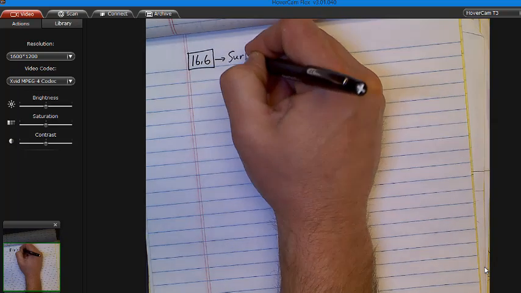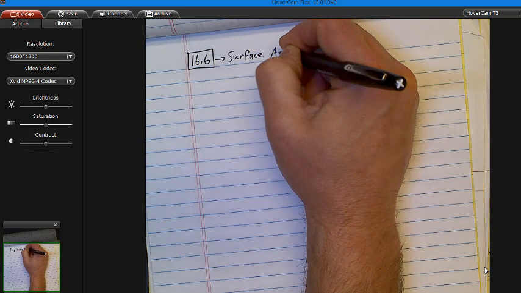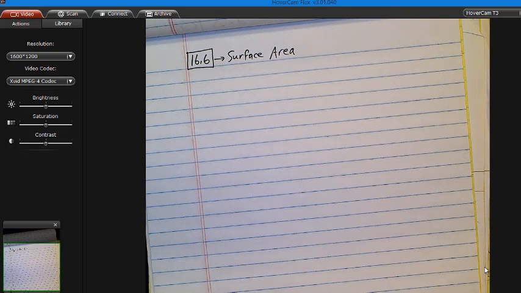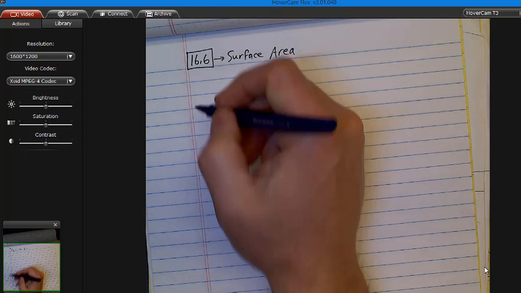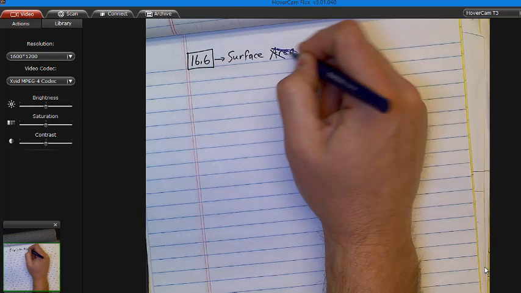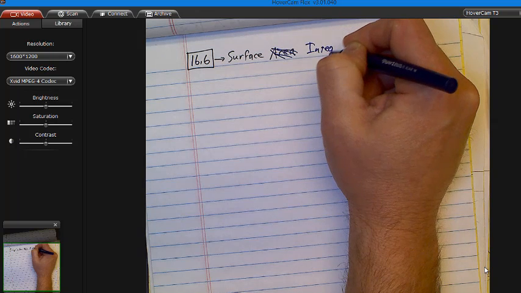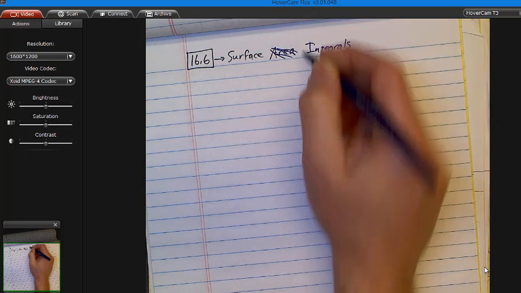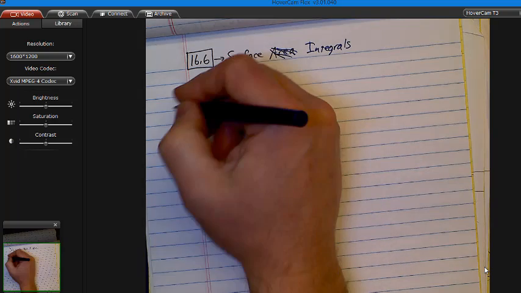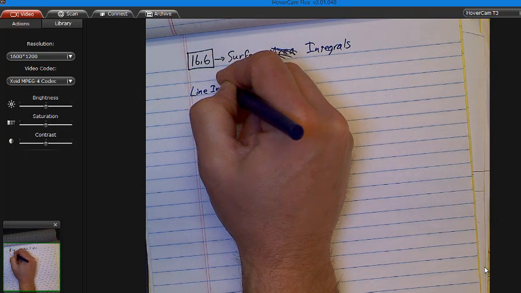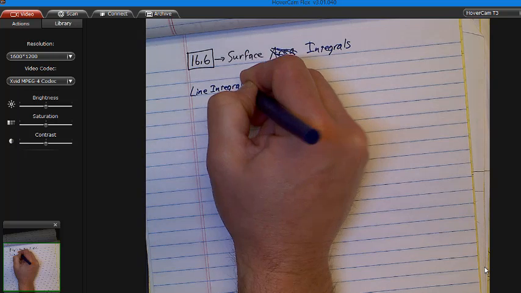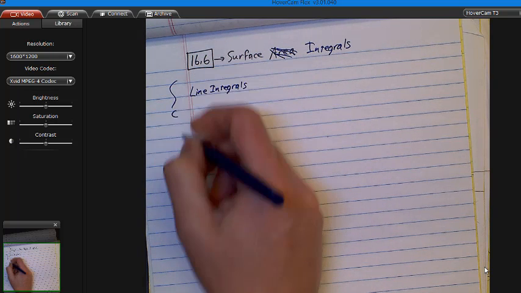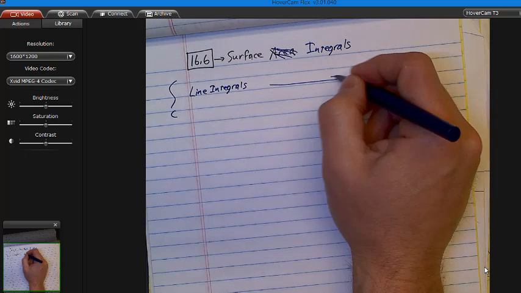All right, so 16.6, we're going to talk about surface area. Again, why? Why do we want to do this? Because really what happens is, it's not surface area, it's surface integrals is where I'm going with this eventually. Because we have line integrals, right? So this kind of thing. And we're going to kind of up it a dimension.